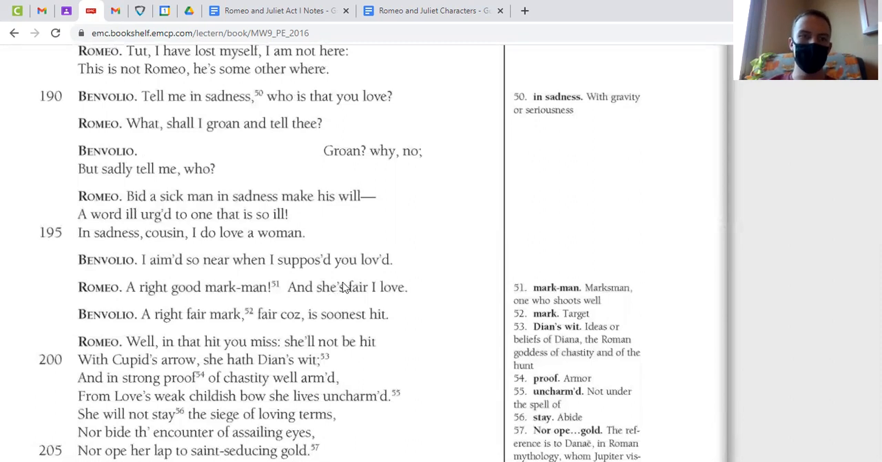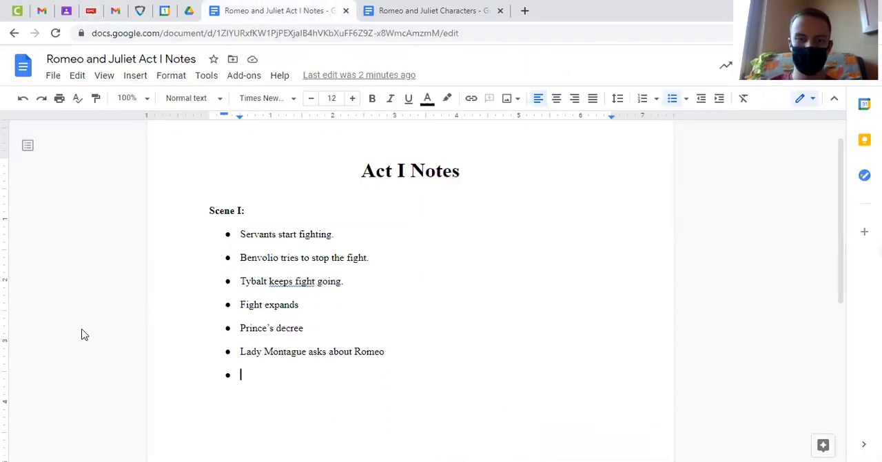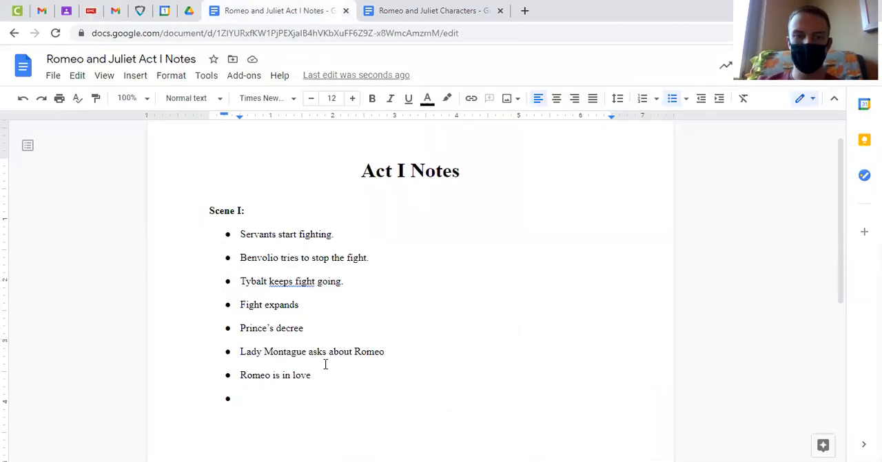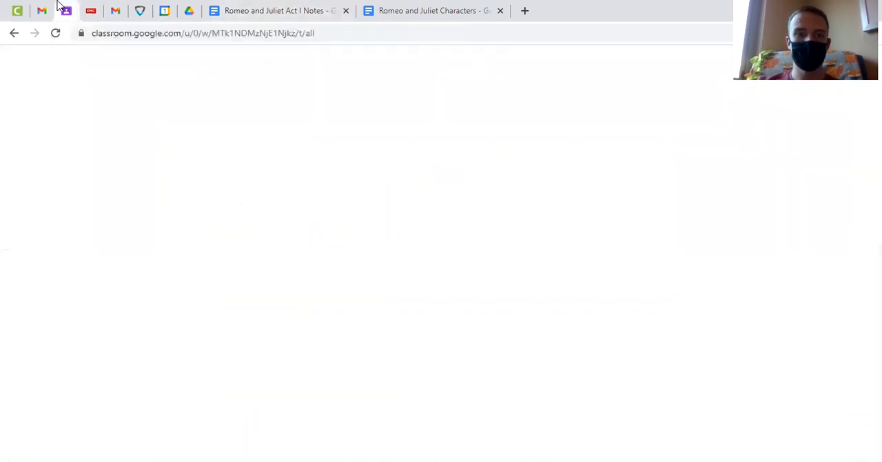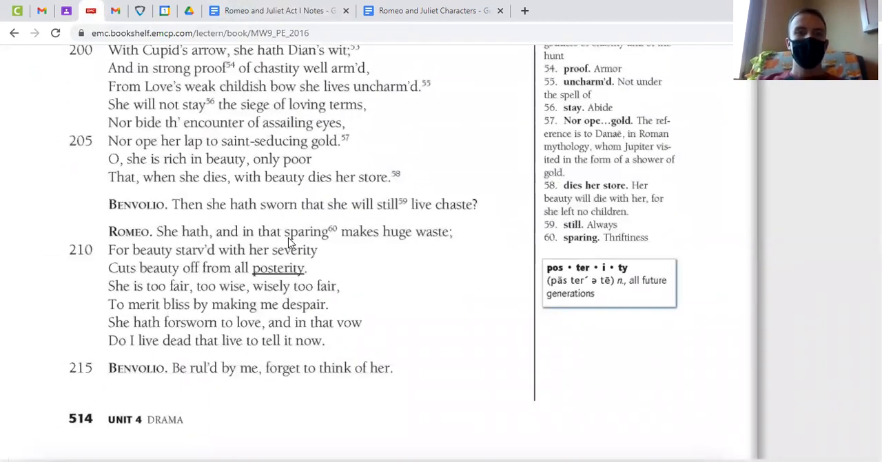Benvolio is saying, who are you in love with, though? Who are you in love with? So Romeo is being dramatic here. Benvolio then asks this important question, and this is where we get into the question of what does Romeo really want out of this situation?